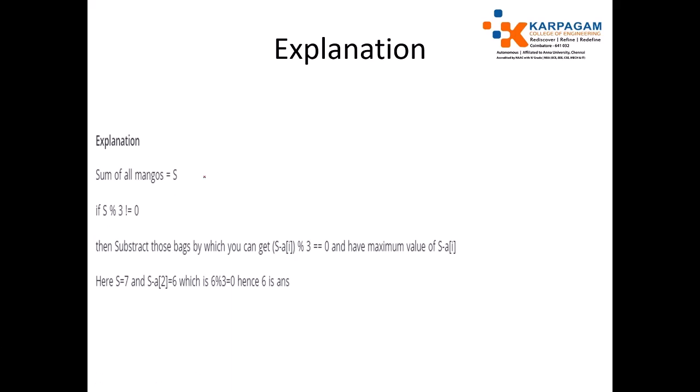So the sum of mangoes is s. If s remainder 3 is not equal to 0, then subtract those mangoes by which you can get s minus a of i remainder 3 equal to 0, and have the maximum value of s minus a of i. Here s is equal to 7. For this example, just exclude a of 2, which gives 6, and 6 remainder 3 equals 0. So you can just remove one element from this array and solve this problem.